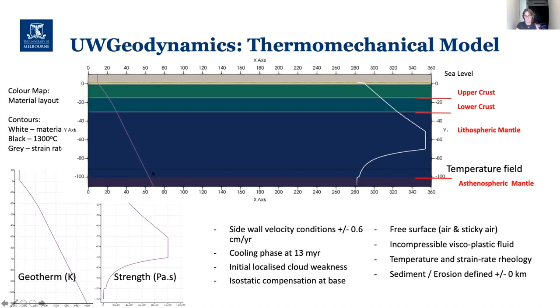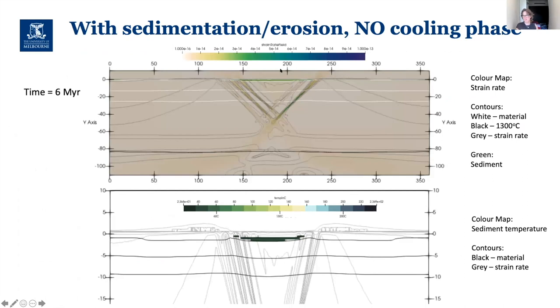I'll step forward. It's taking a while for these slides to step forward. I'll basically show you a few slides that show the evolution. Here we are at 6 million years through time evolution in a model with sedimentation and erosion, but there's no cooling phase.